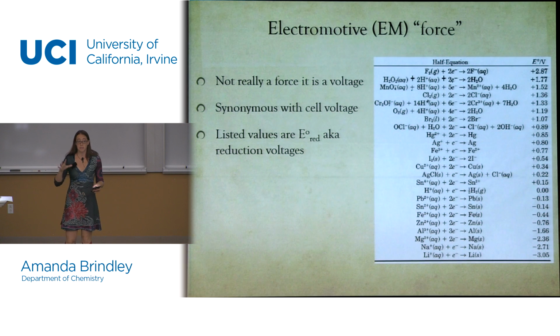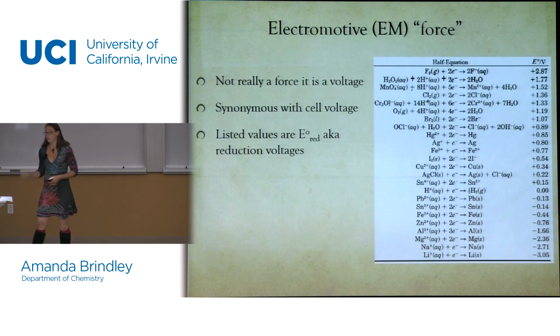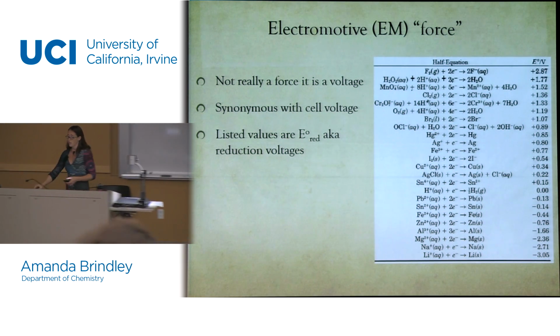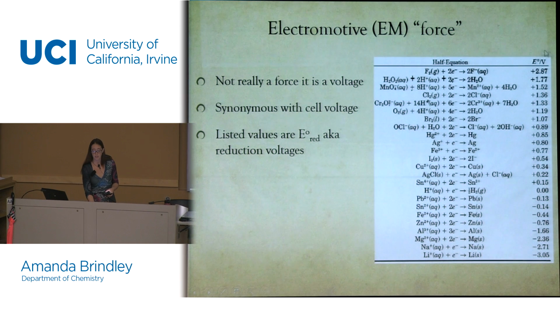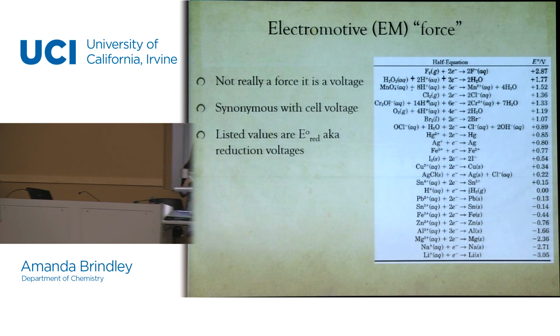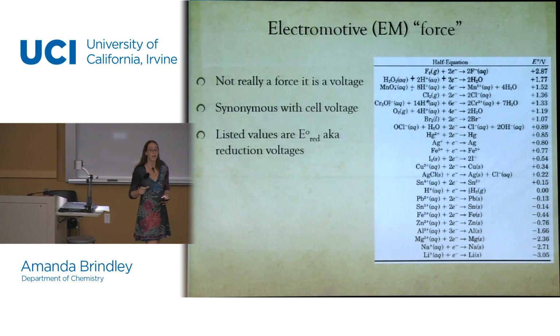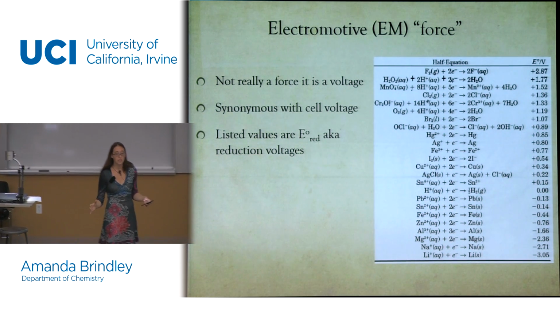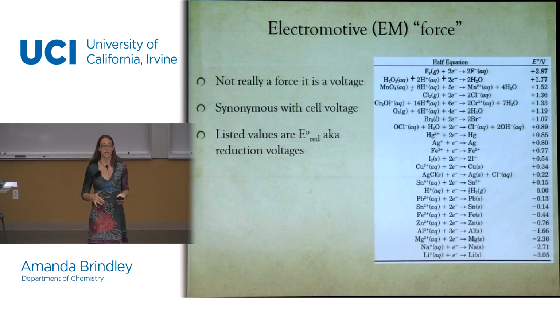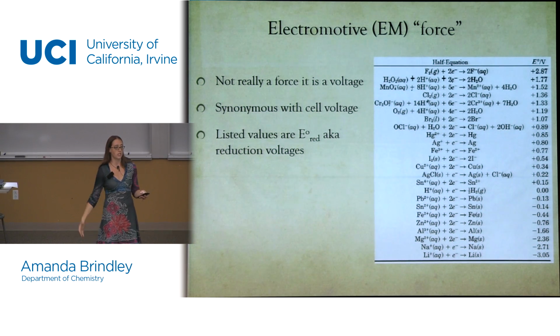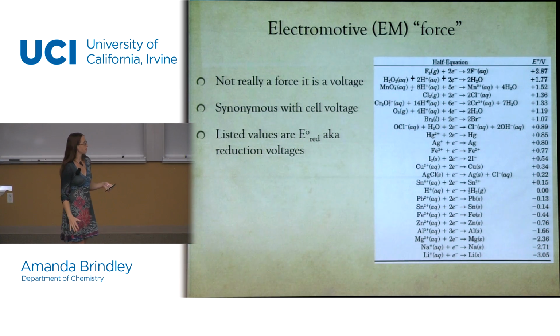When you look these up in tables, they're listed as reduction potentials. Okay? So if you just see an E naught with no subscript, I try to be really consistent in my notes with writing reduction or oxidation as a subscript, but if you ever see it without one, that's a reduction potential. By convention, it's always listed as reduction potential.